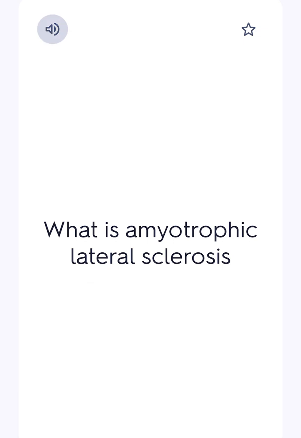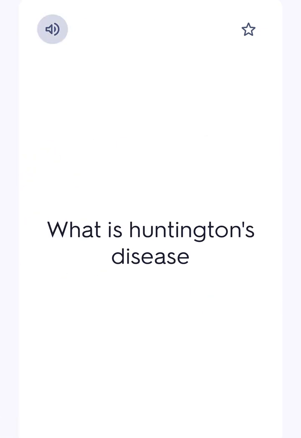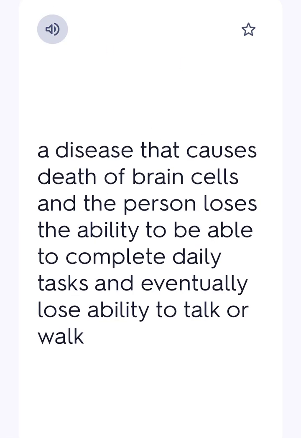What is amyotrophic lateral sclerosis? A fatal neurological disease that causes the skeletal neurons to waste away and die, and the brain can no longer send messages to skeletal muscles. What is Huntington's disease? A disease that causes death of brain cells and the person loses the ability to complete daily tasks, and eventually loses the ability to talk or walk.